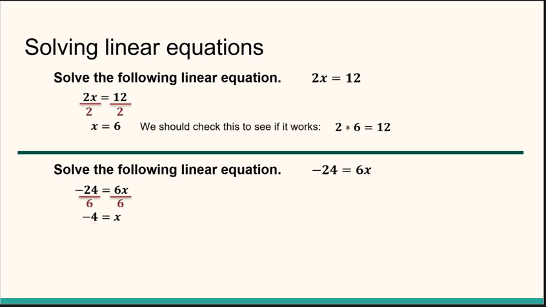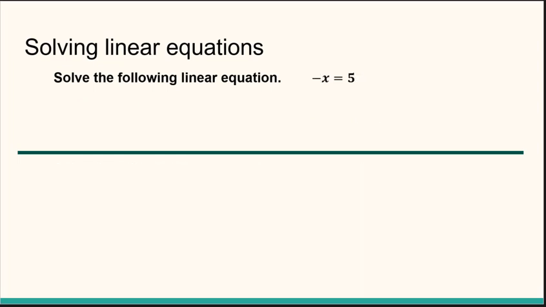I'm going to get that negative 4 on the left because negative 24 divided by 6 is negative 4, equals 6 divided by 6 is 1x. So I have negative 4 equals x. I don't like looking at it that way. So I like to swap it around and write it as x equals negative 4. Means the same thing, but this is just the way I like to see it. We should check this to see if it works. 6 times negative 4? Oh yeah, that equals negative 24.